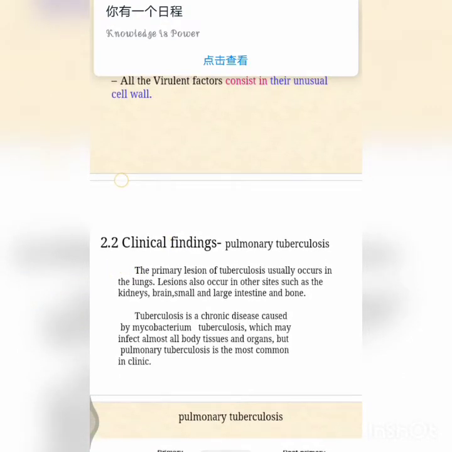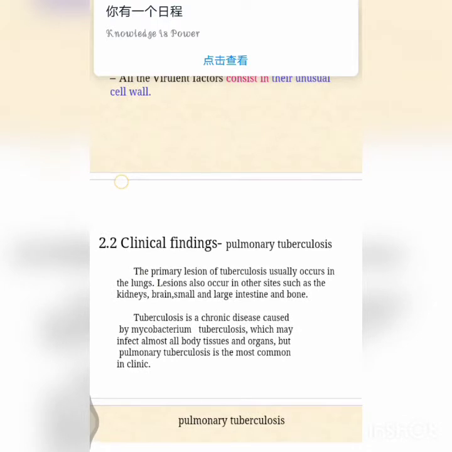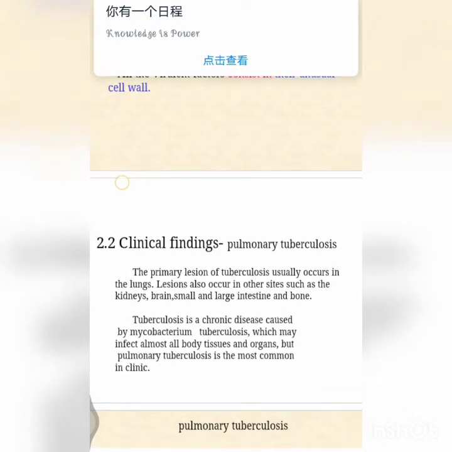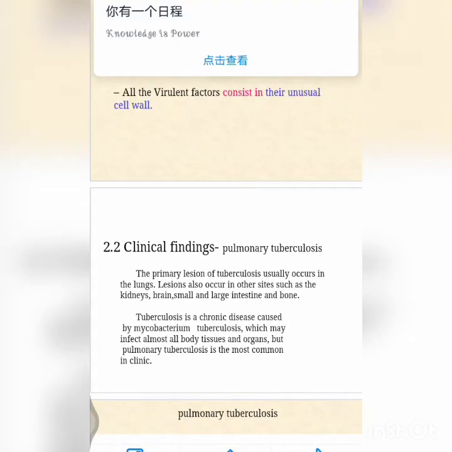The primary lesion of tuberculosis occurs in the lungs. This is known as granuloma also. Because of granuloma and their calcification, these appear, and lesions also occur in other sites such as kidneys, brain, as we discussed just now. Tuberculosis is a chronic disease caused by Mycobacterium tuberculosis, which may infect almost all body tissues and organs, but pulmonary tuberculosis is the most common in the clinics.